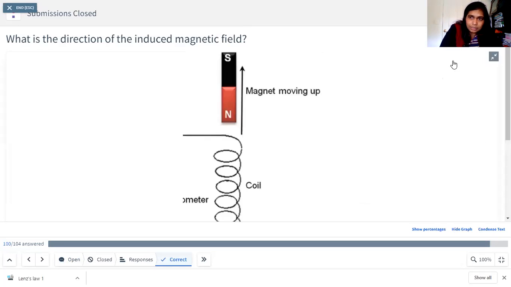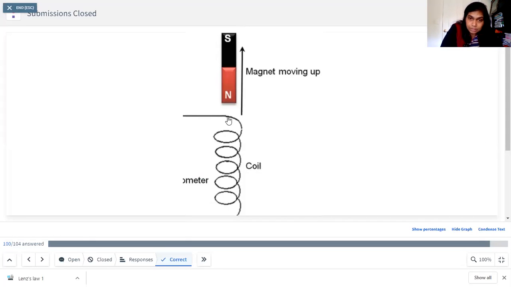So here the coil tries to create a south pole on the top and a north pole on the bottom. So basically it needs to create a coil, sorry, a magnet. I'm so sorry for the inconvenience here.